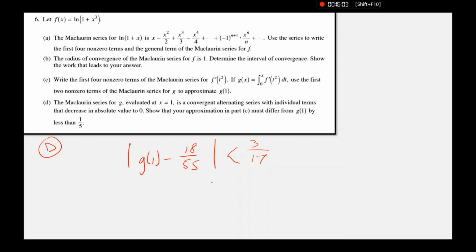And we needed to prove that the error is less than 1/5. Is 3 over 17 less than 1/5? Mm-hmm. Okay, so the error must be less than 3 over 17, and 3 over 17 is less than 1/5. And we should be good, I think. Yay.